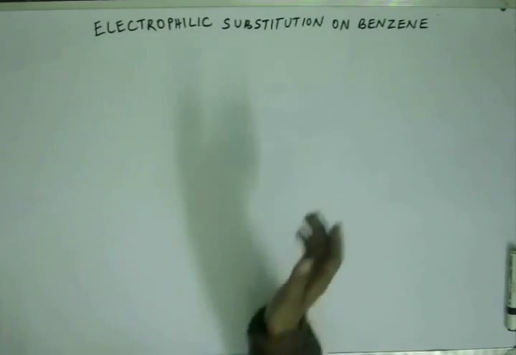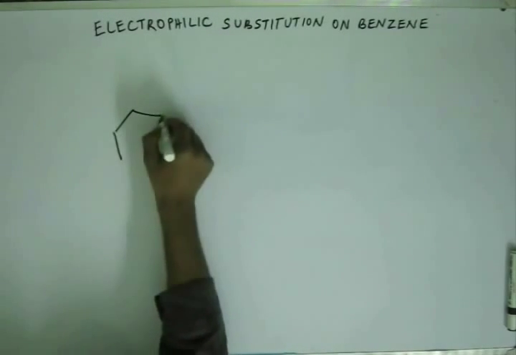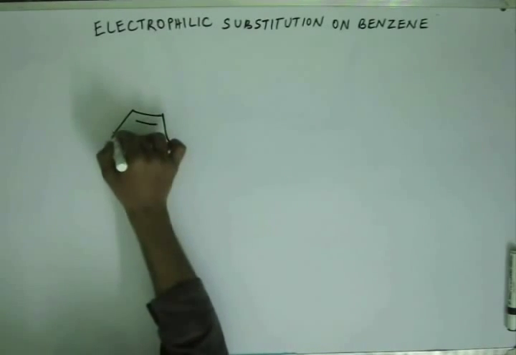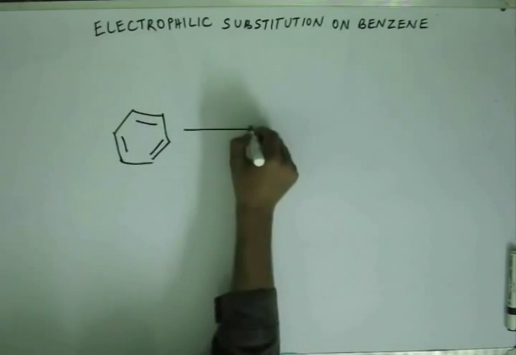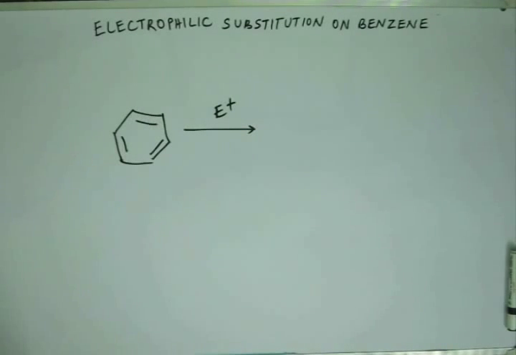Now, what will happen in general? Benzene is electron rich, it has 6 pi electrons, it has 3 pi bonds. So if an electrophile approaches benzene, benzene will offer its electrons to the electrophile. Benzene is electron rich and can provide electrons to the electrophile, there's no problem. The problem is benzene will not provide its electrons to the electrophile at the cost of its own aromaticity.